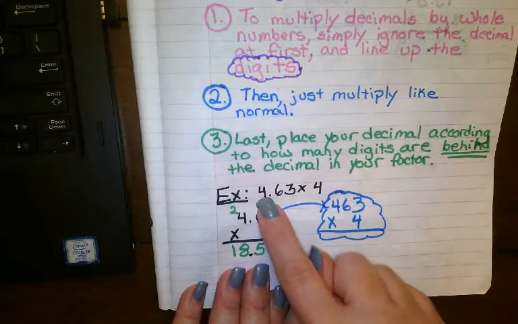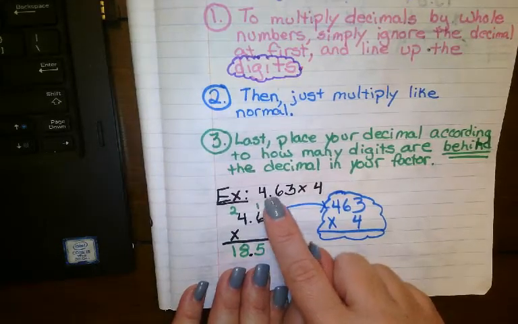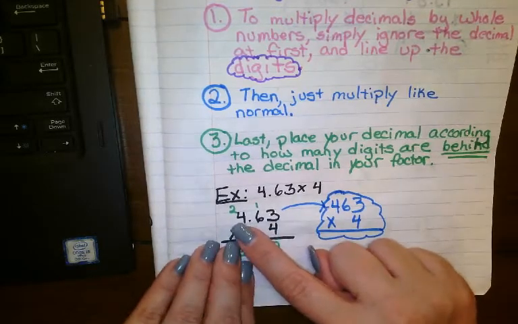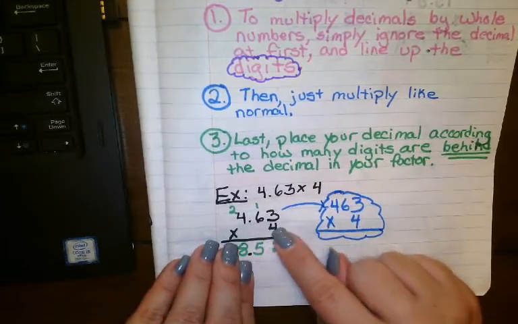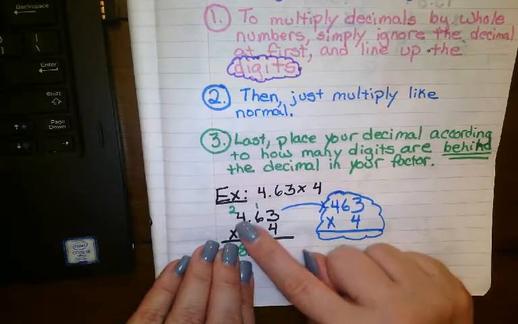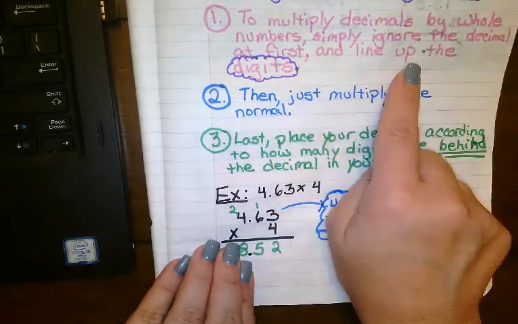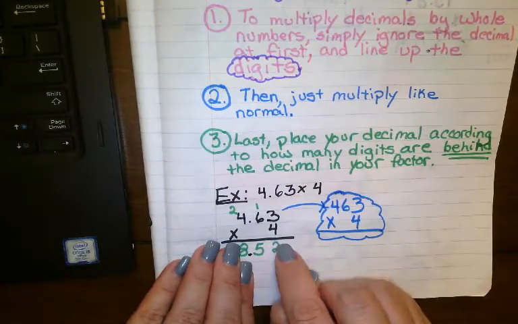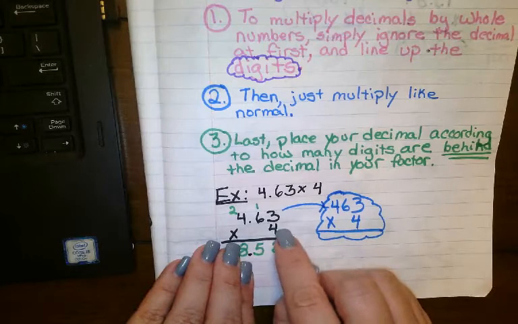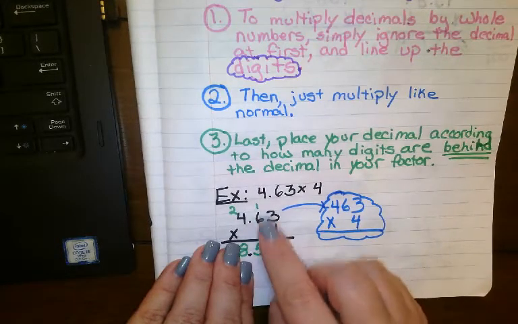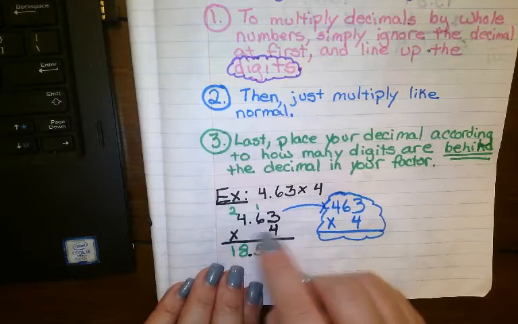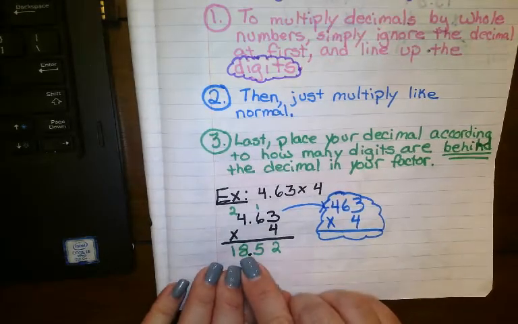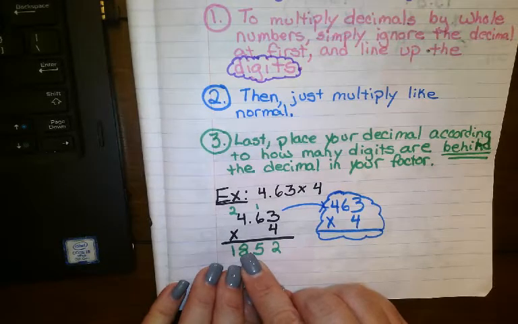So here's an example. Let's say I have 4 and 63 hundredths times 4. I would set it up just like this. Then I'm going to just do what it says here. I'm going to ignore the decimal at first. I'm just going to multiply like normal. 4 times 3 is 12, carry my 1. 4 times 6 is 24, plus 1 is 25, carry my 2. 4 times 4 is 16, plus 2 is 18. All right? So you end up with a number that looks like this.